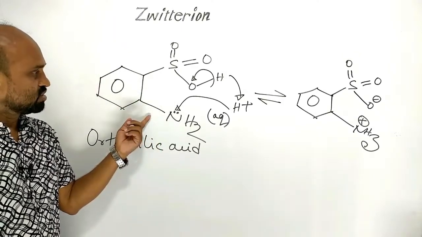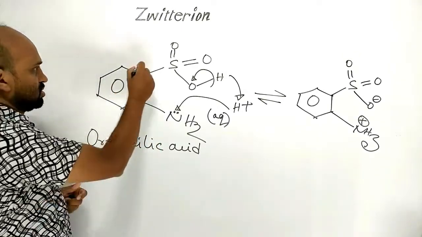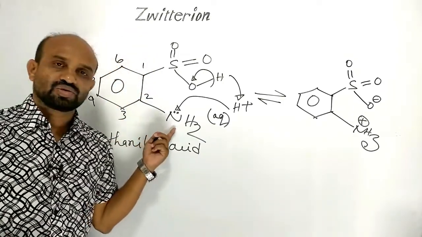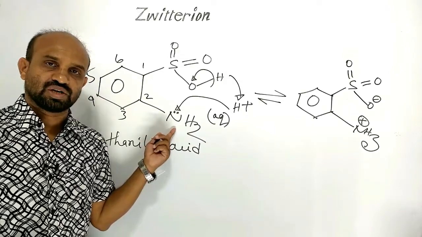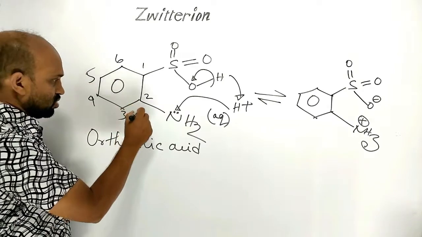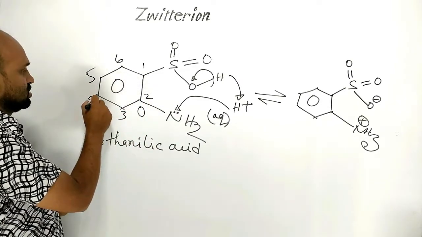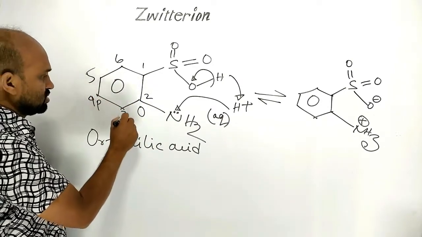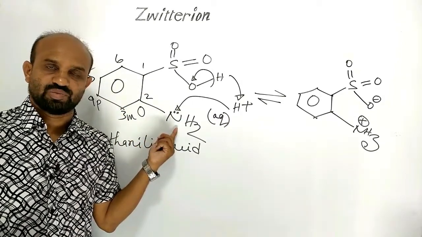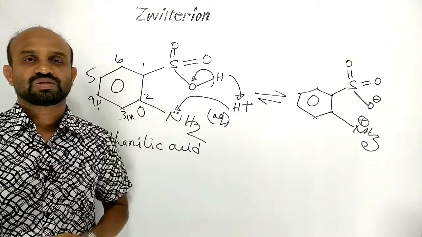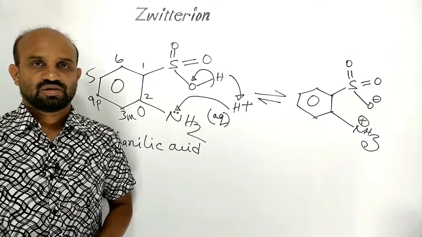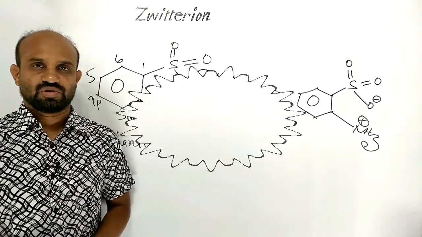This is sometimes called 1, 2, 3, 4, 5, 6, 2-amino benzene sulfonic acid. This is the ortho position, this is the para position, this is the meta position. In the ortho position is the amino group. That is why sometimes this is called ortho-amino benzene sulfonic acid. Let's see another example.